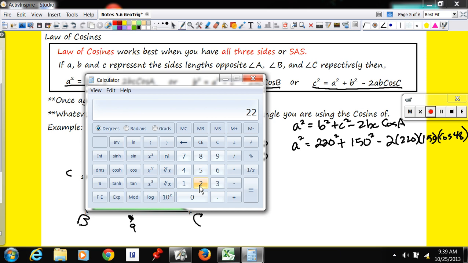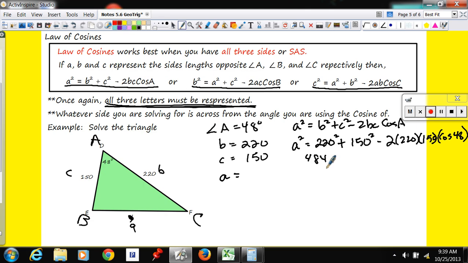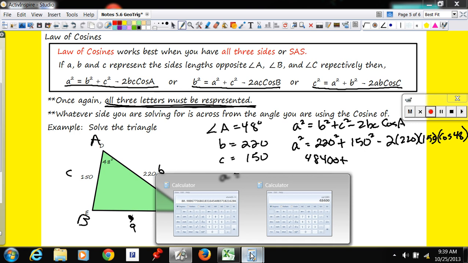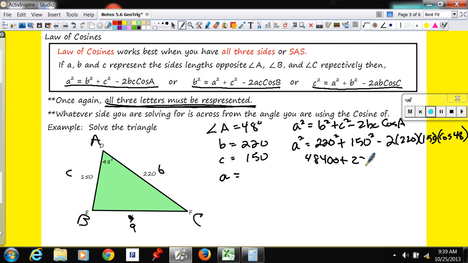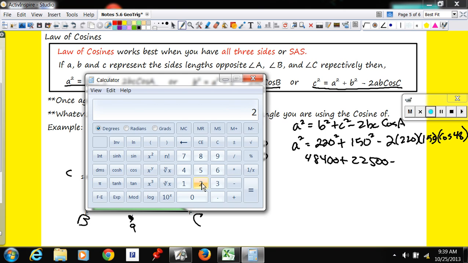So 220 squared is 48,400. So 48,400 plus 150 squared is 22,500, minus, and let's do the 2 times 220 times 150 times the cosine of 48.